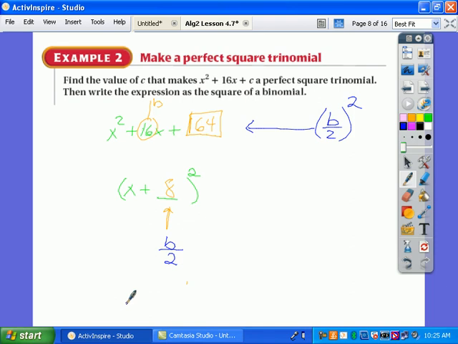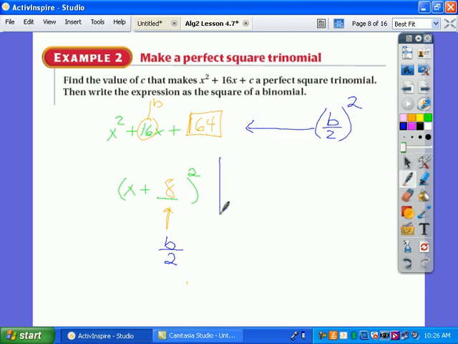Now, remember, don't lose context here. Our goal is to use this to solve an equation, which means that if I added a 64 on one side, I'd have to add a 64 to the other side. But right now we're not quite ready to do the equation yet. We're almost there. Let me do another example just like this.